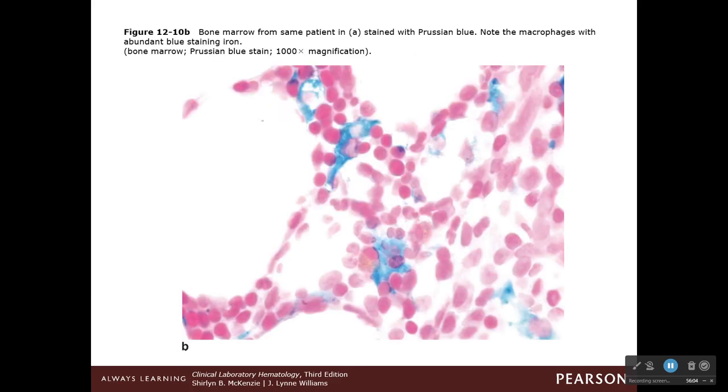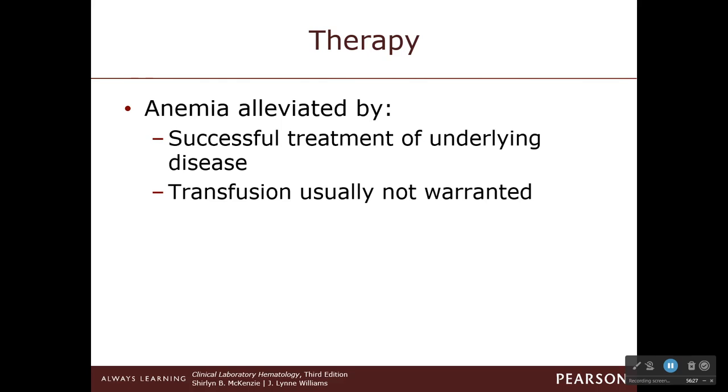This is what an iron stain looks like. This is a bone marrow. Everywhere you see blue, those are iron stains. So you see lots of iron, and here's some more iron here and here. That's what you would see on a bone marrow with a Prussian blue. All right, therapy, of course. Usually when you treat whatever the underlying disease is, transfusion is not warranted, because once you fix the problem, everything corrects itself pretty quickly. Questions about that? IDA, ACD. Know a little bit about each one of them, especially the IDA.